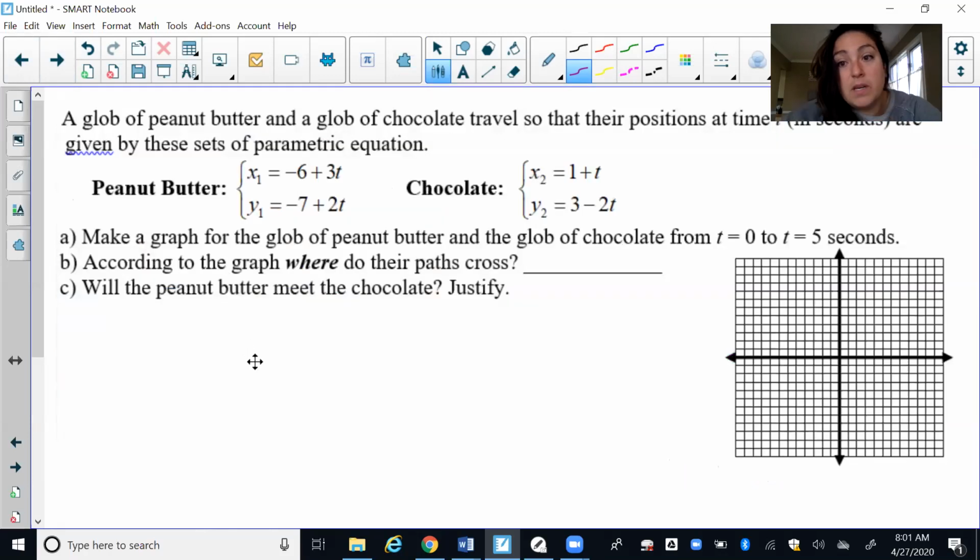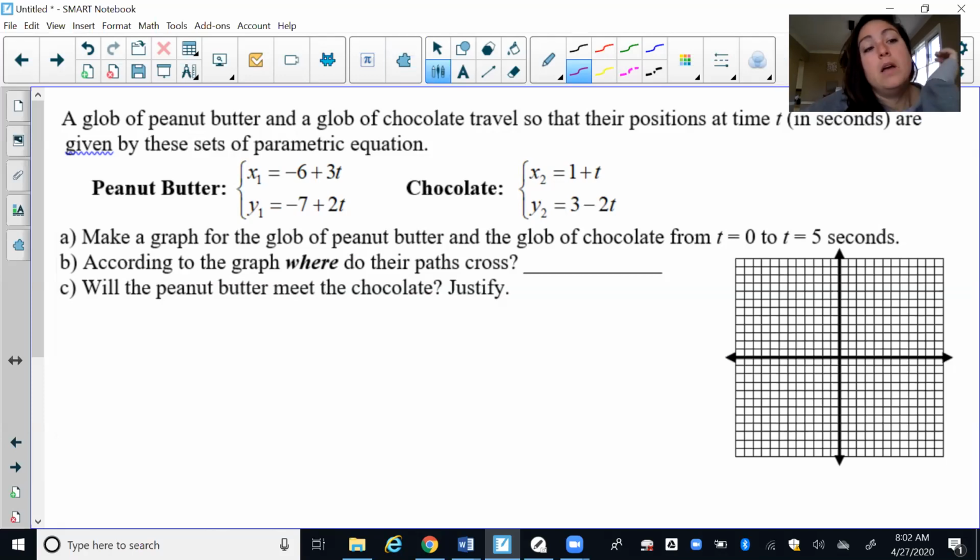All right, this is another question: how do I specifically do problems like these? This is similar to one that you had to do on the review that I gave, but not exactly the same. So I am going to show you this as a brand new example. A glob of peanut butter and a glob of chocolate travel so that their positions at time t in seconds are given by these sets of parametric equations. So these are linear because no t is being squared.